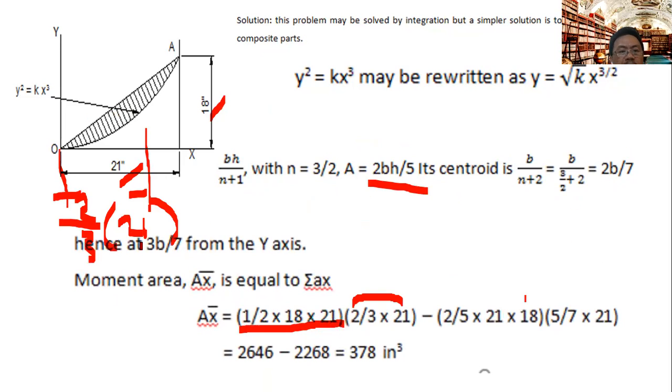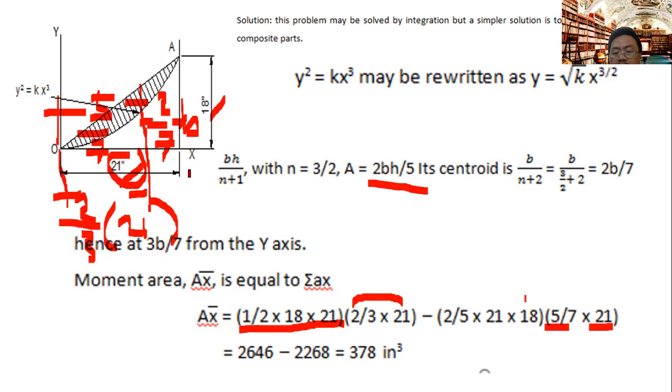Centroid. How come we have here 5 over 7? That we computed is 5 over 7? Because this one is 2 over 7 of B, right? So the remaining, from here going here, if this is 2 over 7, this one should be 5 over 7. Am I right? So it's 5 over 7 of 21. What is 21? It's this one. Then we just use our calculator, and we can solve for this area.